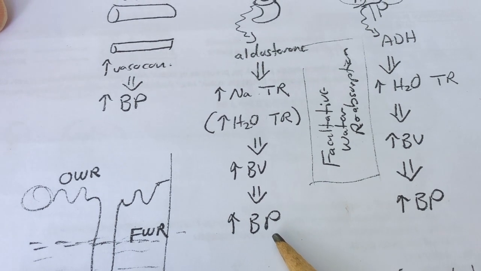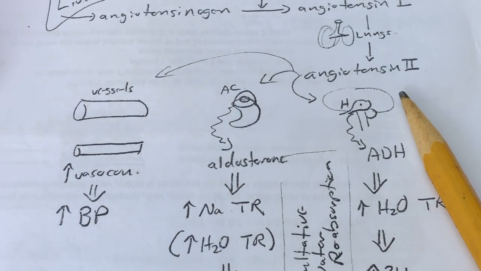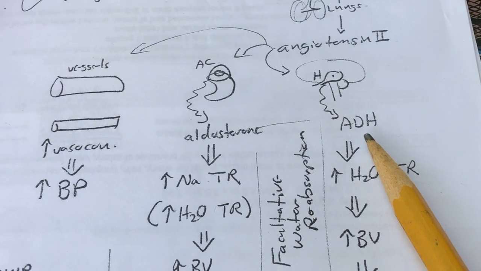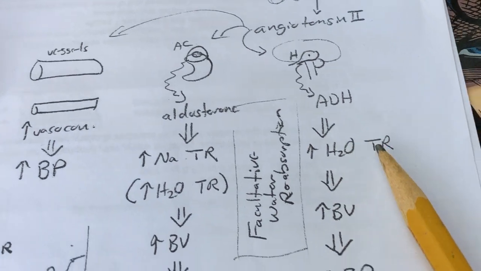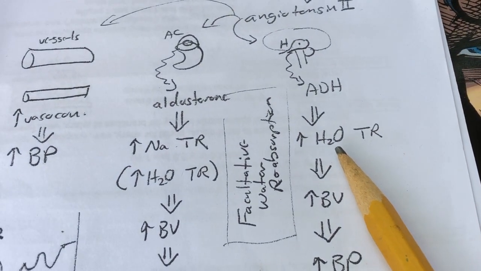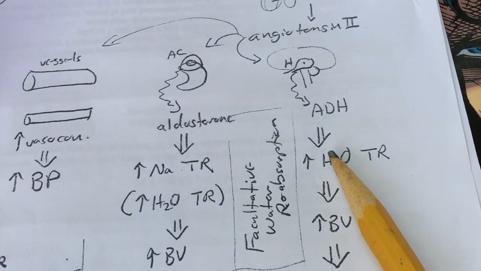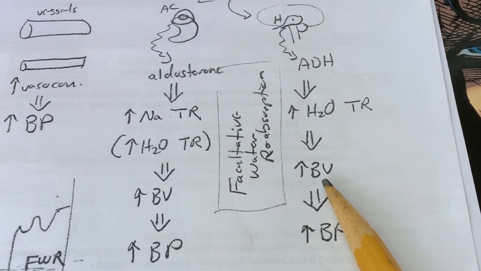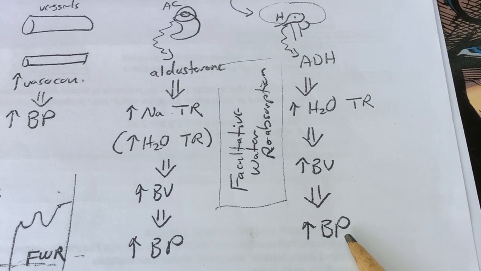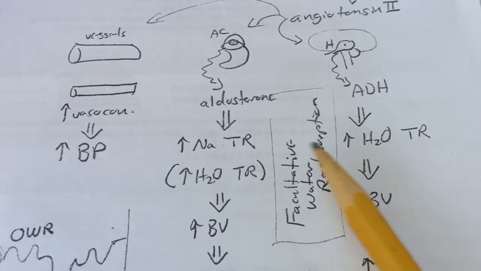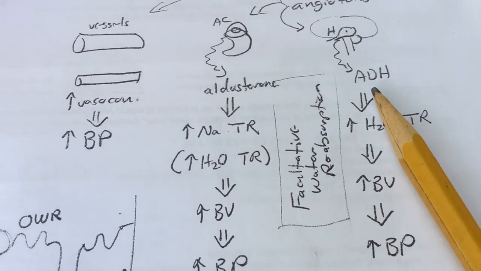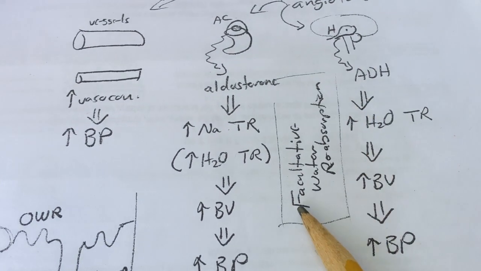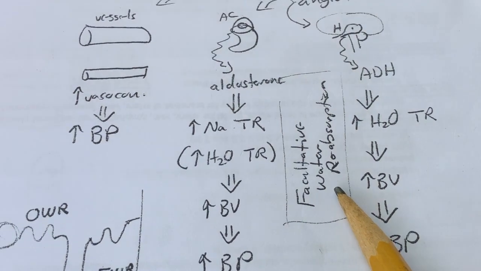Over here, angiotensin 2 can also stimulate the hypothalamus to release antidiuretic hormone, ADH. ADH will directly stimulate the tubular reabsorption of water. By saving the water from the urine and putting it back inside the blood, you've increased the blood volume, and again, you increase the blood pressure. Now, the use of aldosterone and ADH to reclaim that water is called facultative water reabsorption.